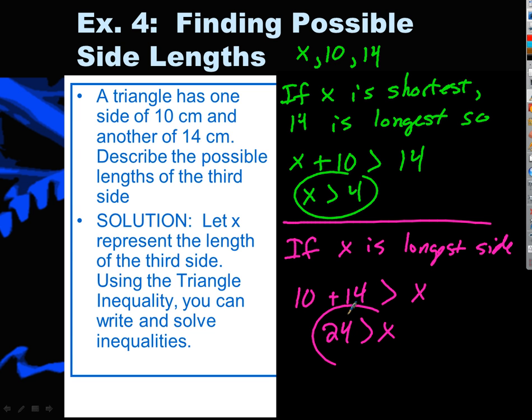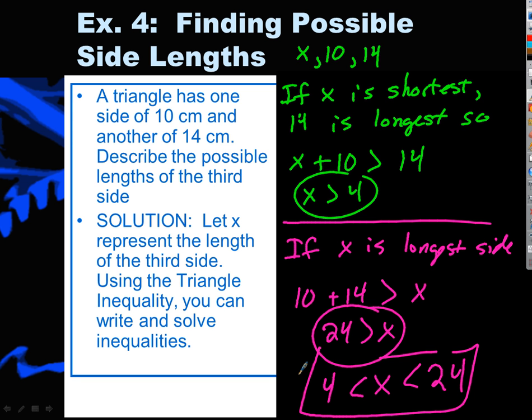So that gives it to me, doesn't it? That tells me the range of possible sides that x could be. X has to be greater than 4, but less than 24, right? So we could combine that into a single compound inequality if we want to, and just say it this way: x is greater than 4 and less than 24, and that's our answer. Any values of x in between 4 and 24 would work.